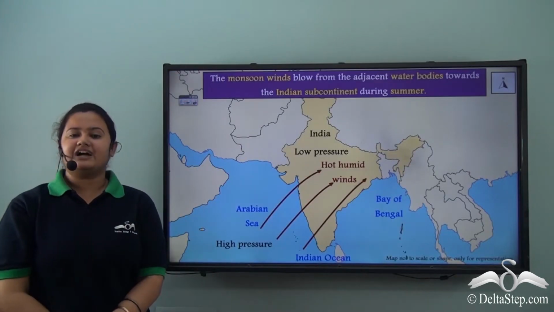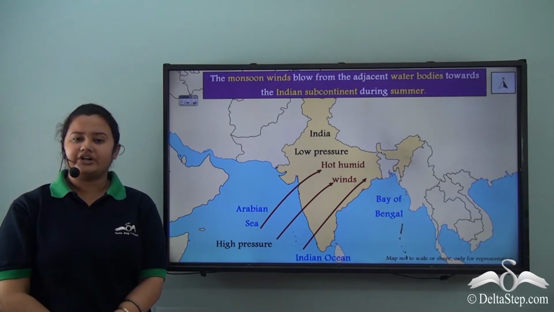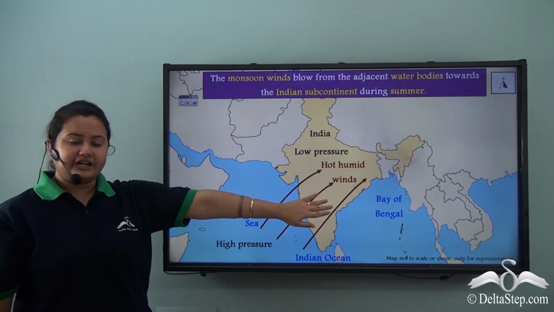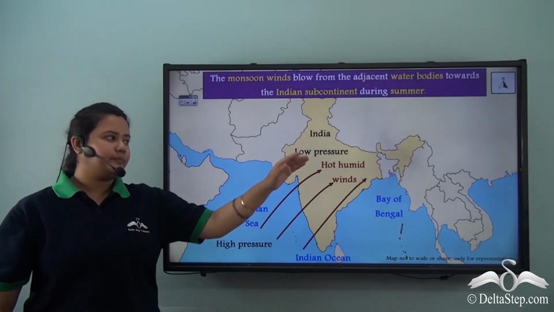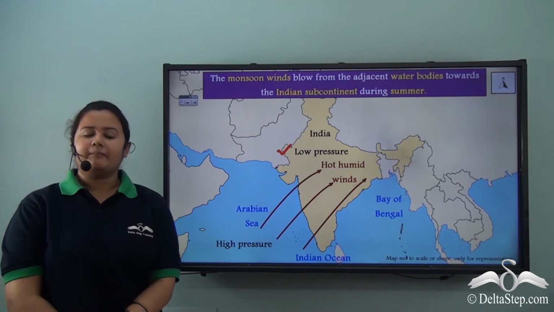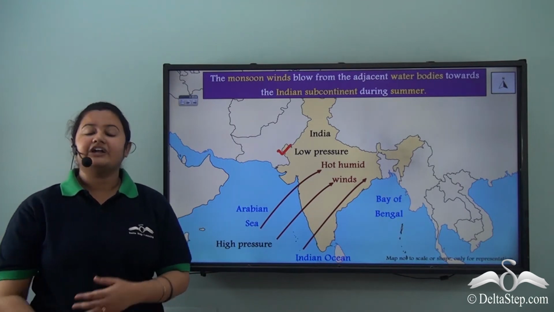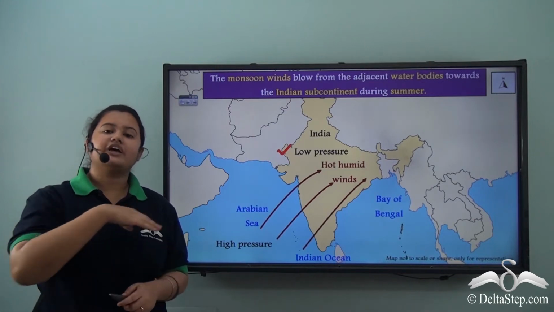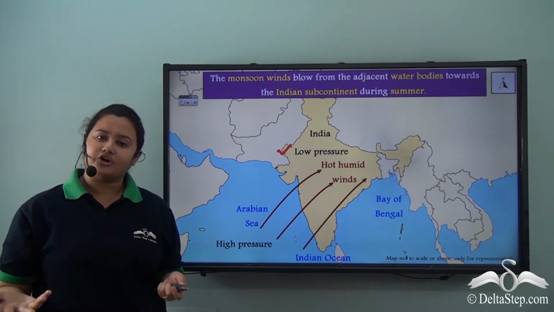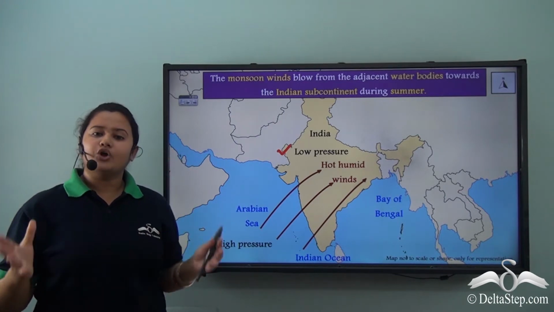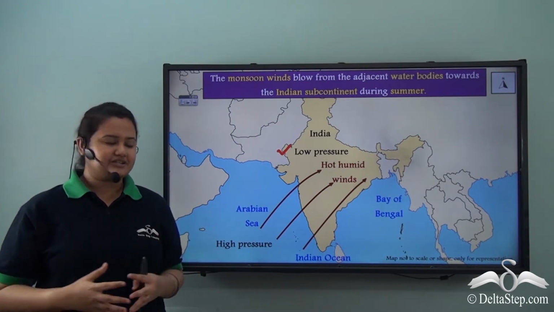Now, let us understand the situation in context of India. See, this is a map of India and we can see a low pressure region over the Indian subcontinent. Why so? Because during summer, due to high temperature, the land gets heated up and therefore the air above the land is hotter and lighter, therefore rises up, creating a low pressure area over the landmass.